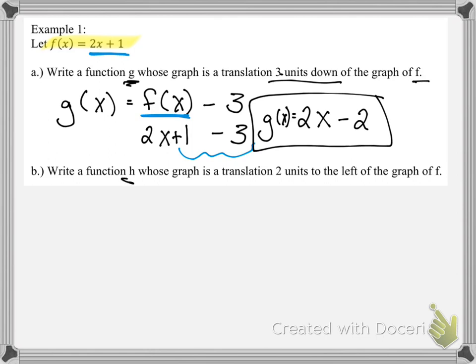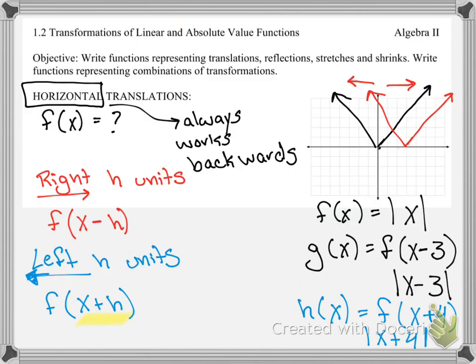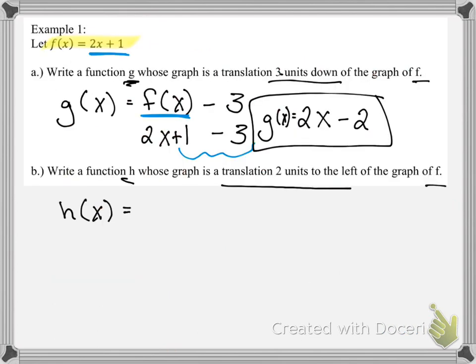Write a function h whose graph is a translation 2 units to the left of the graph of f. So now I want to come up with a new function h, so let's name it h of x, and it wants to take the function f up here, and it wants to move it 2 units to the left. So let's come back here. If I want to go to the left 2 units, I would need to add 2 inside my function. So I would need to take my function f and add 2 inside of it. So instead of f of x, I'm going to need f of x plus 2.